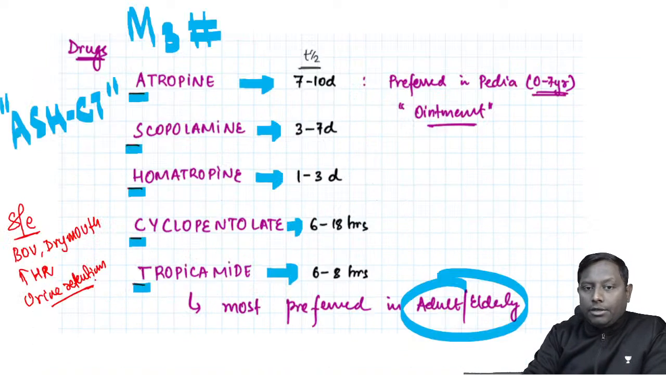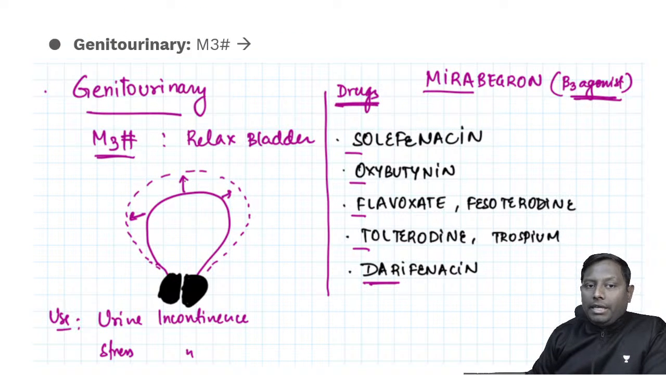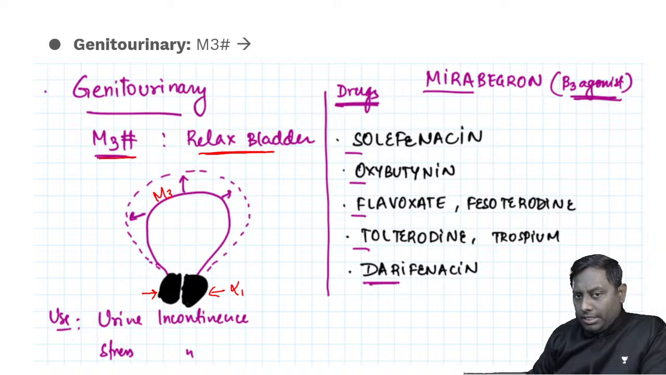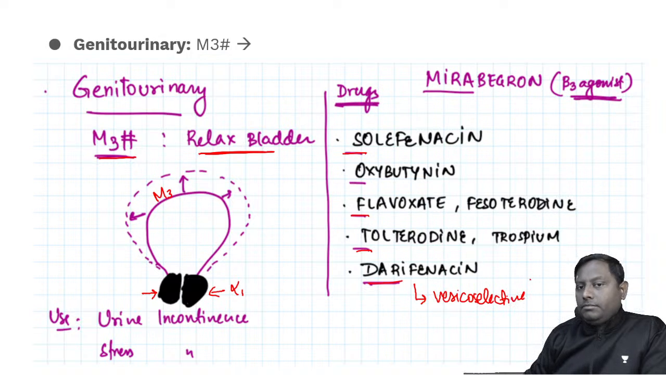Then in the genitourinary system, you should know that on the detrusor muscle we have M3, and at the sphincter we have the alpha 1 receptor. So if you give an M3 antagonist, there will be relaxation of the bladder. This relaxation of the bladder will be utilized in urinary incontinence or any other case of incontinence. So you can use drugs like solifenacin, oxybutynin, flavoxate, fesoterodine, tolterodine, trospium, and darifenacin. Darifenacin is one of the vesicoselective M3 antagonists. These are the M3 antagonists.